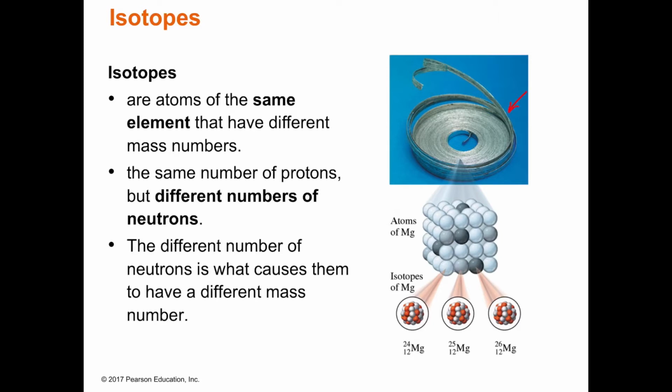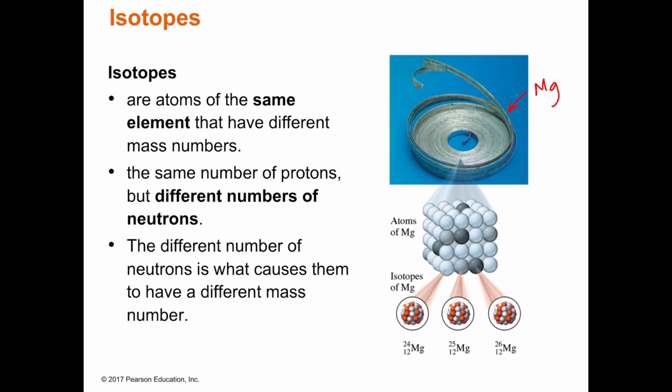So like this is a strip of magnesium. Anytime we have magnesium, it will always have 12 protons because that's what makes it magnesium. And it will always have 12 electrons if it's neutral because our protons and electrons need to be equal. However, it can have different numbers of neutrons. And if it has different numbers of neutrons, then that will actually change the mass number. So if you'll look, we have different isotopes shown down here at the bottom.